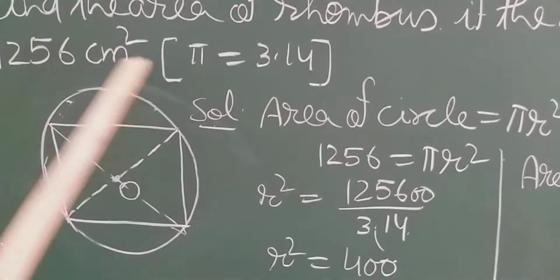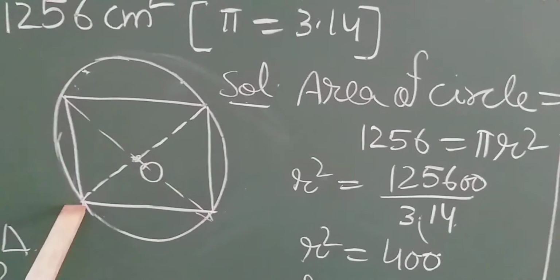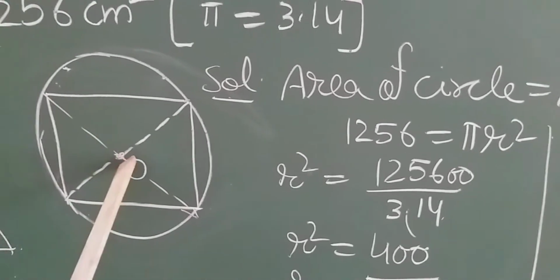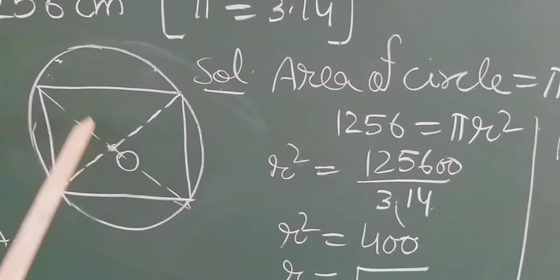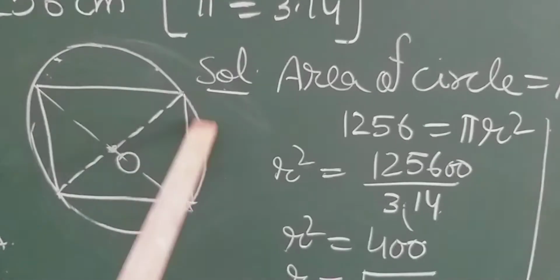This is the figure, student. Here this is a rhombus and O is the center of the circle. Area of circle is given to us. We have to calculate the area of this rhombus.